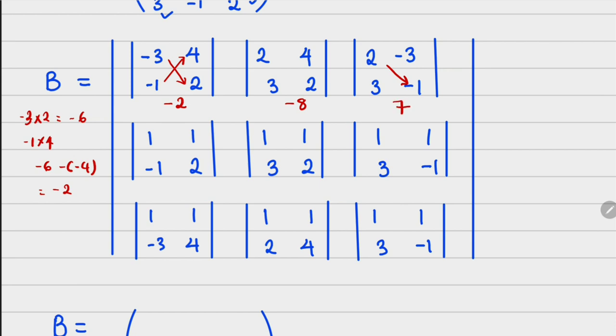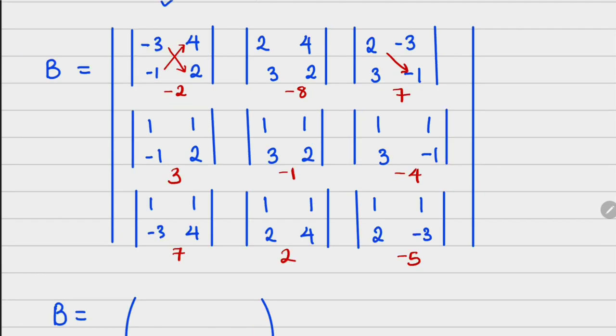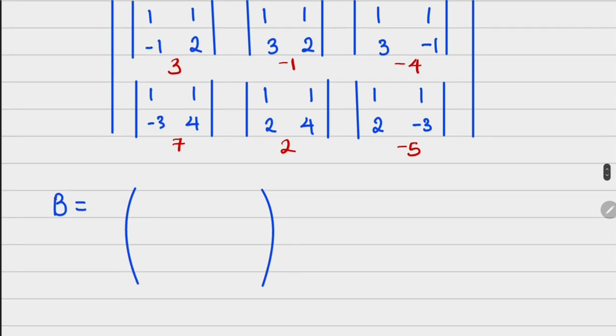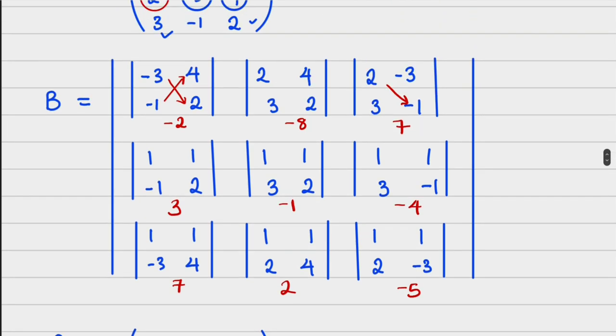So I'm done with that row. This is 2, then plus 1, I have 3. Okay, that is how you're going to fill it in. So let me just fill it in. Okay, now I've completed it. But before I put it back into this matrix B, you must take note of this.